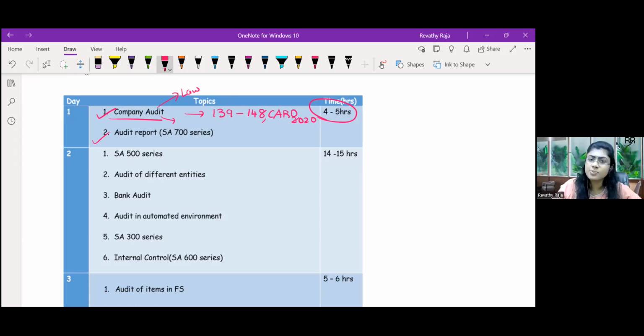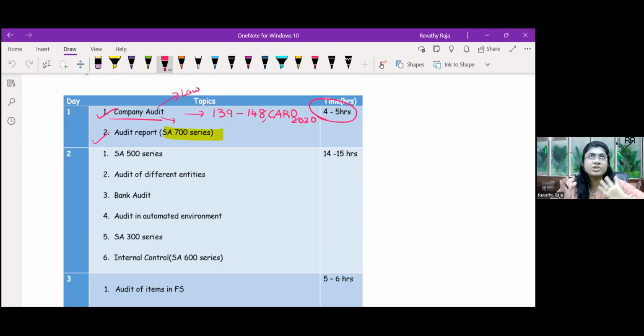Audit report is a small chapter when compared to company audit, wherein we have standards on auditing, which is mainly 700 series. There are 5 SAs, which is 700, 701, 705, 706, and 710. So once you have completed company audit and audit report, that day is over. You can have a recall. When you are about to sleep, have a rough recall.